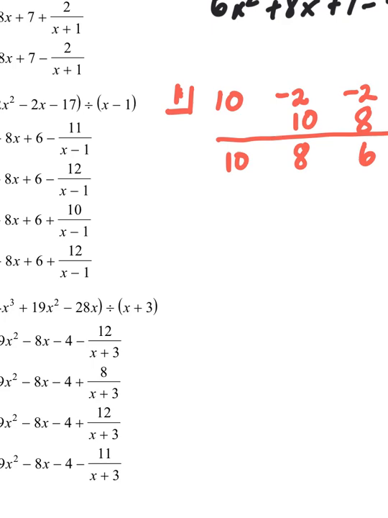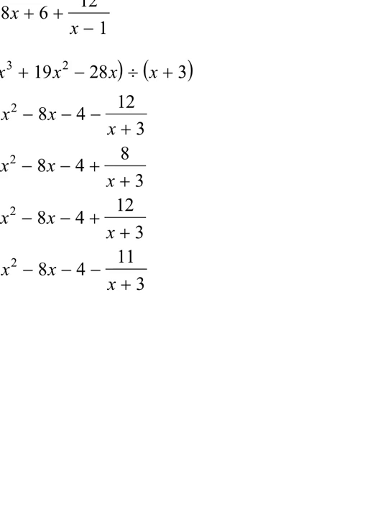So remember that the highest power was 3. So we're going to start with the coefficient 10, x to the 2nd power, minus 8x plus 6 minus 11. And then what you're dividing by is x minus 1. So that's what I'm expecting you to do today. Correction. This is positive 8x.